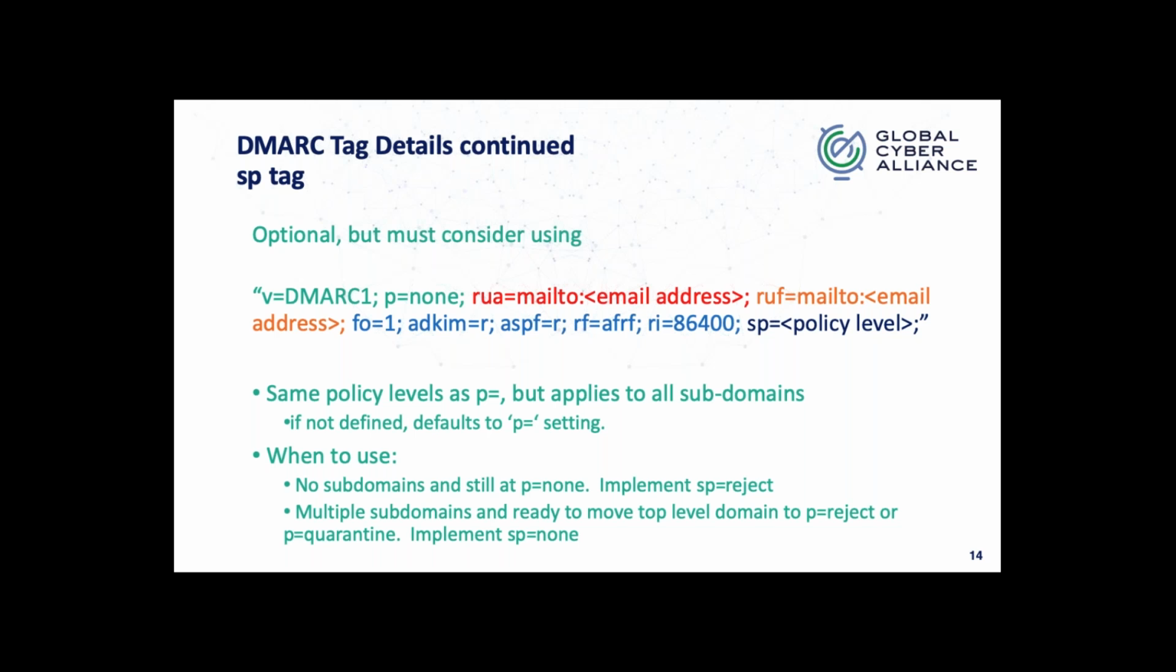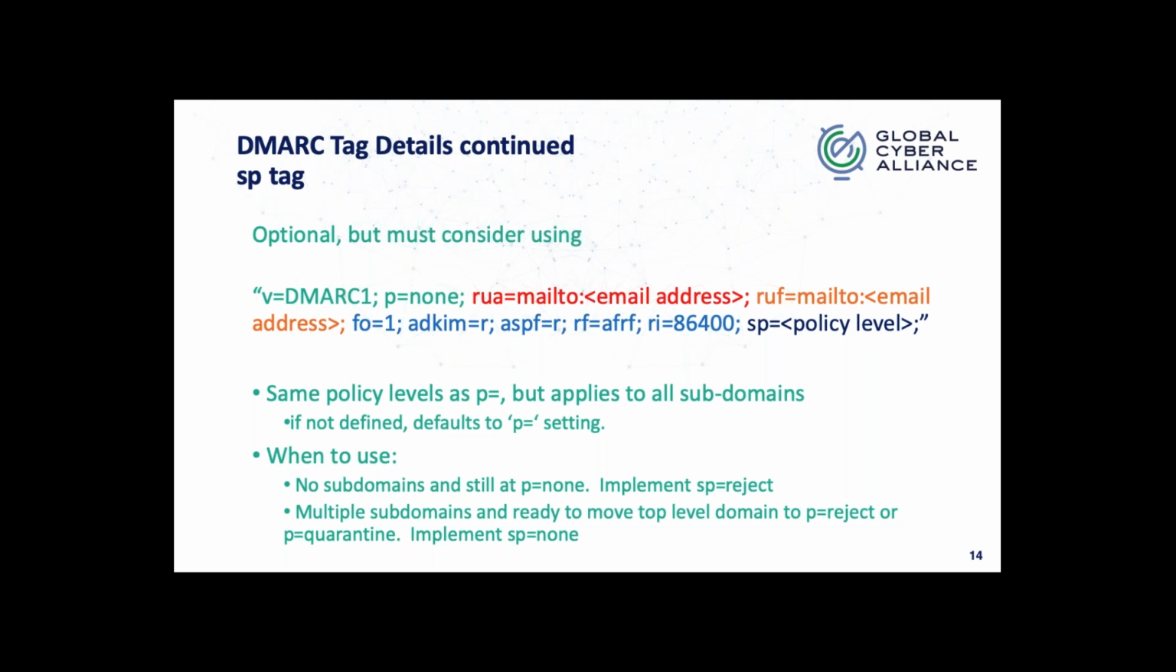Why? Because you're working at P equals none for your domain. You're making the changes, adjustments, whatever, but at least now your subdomains are protected, especially the ones that are not being used for email. And even if you don't have subdomains, you're preventing people from potentially using those subdomains in email campaigns.